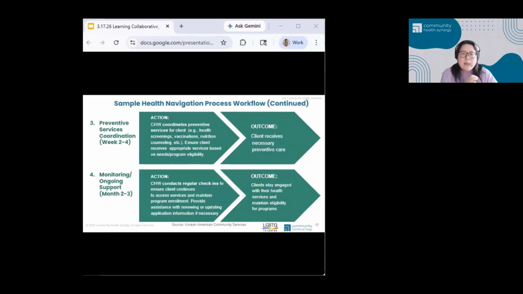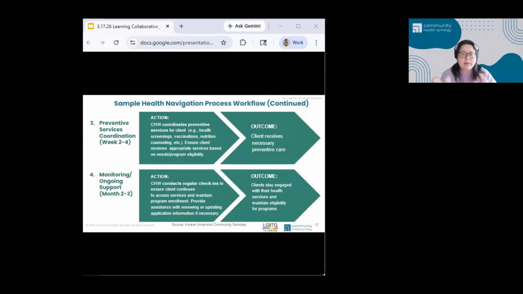So step 3 is preventive services coordination over weeks 2 to 4. You would coordinate preventive services for the client and ensure that the client receives appropriate services based on needs and eligibility. So the outcome here is that the client receives the necessary preventive care. And then there's a monitoring and ongoing support phase where you ensure that the client continues to access services. So the outcome here is that the client stays engaged with their health services and maintains eligibility.